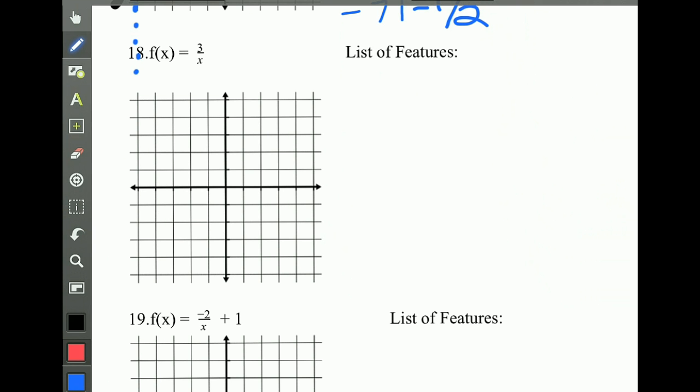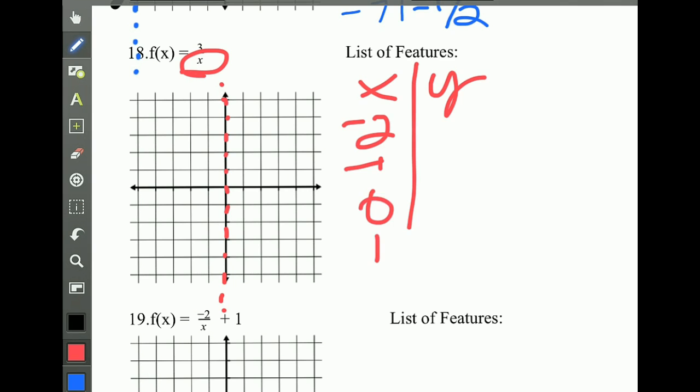So if I were to make a table of values, I can see that this doesn't have any shift going on, so I know that my asymptote is going to be on the y-axis at 0, at x equals 0. So if I made my table of values, I would use my -2, -1, 0, 1, 2. So here's my asymptote at this point.